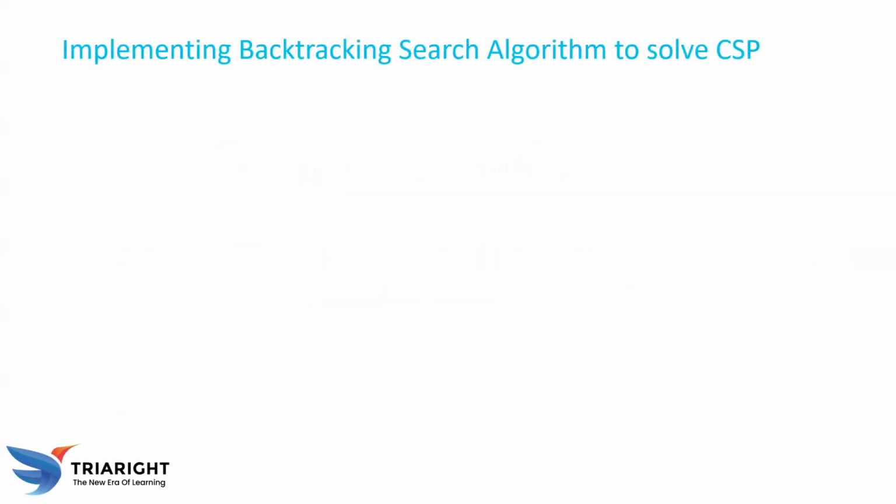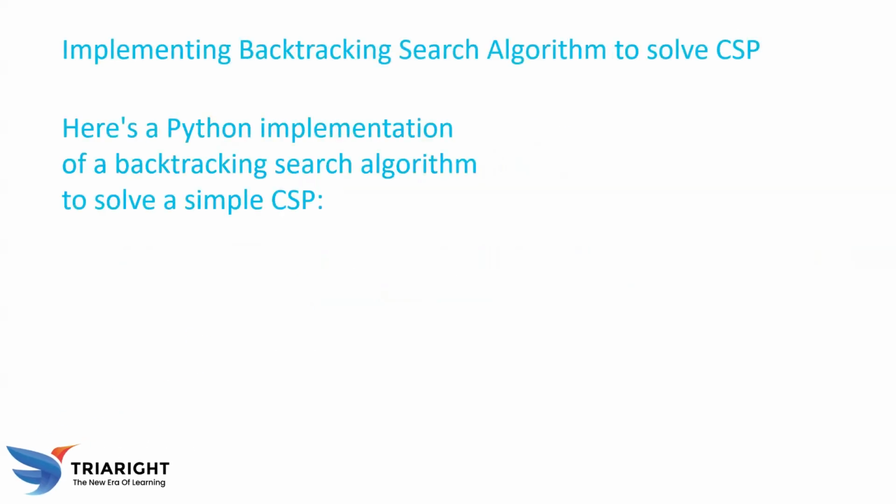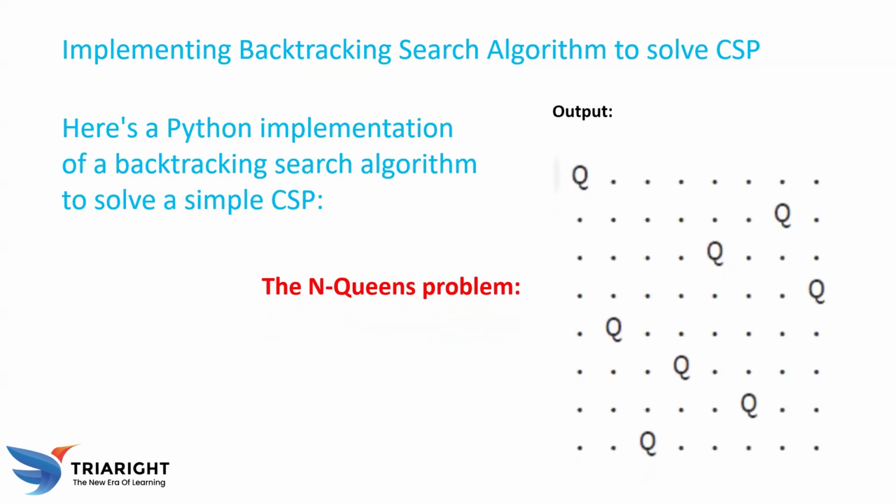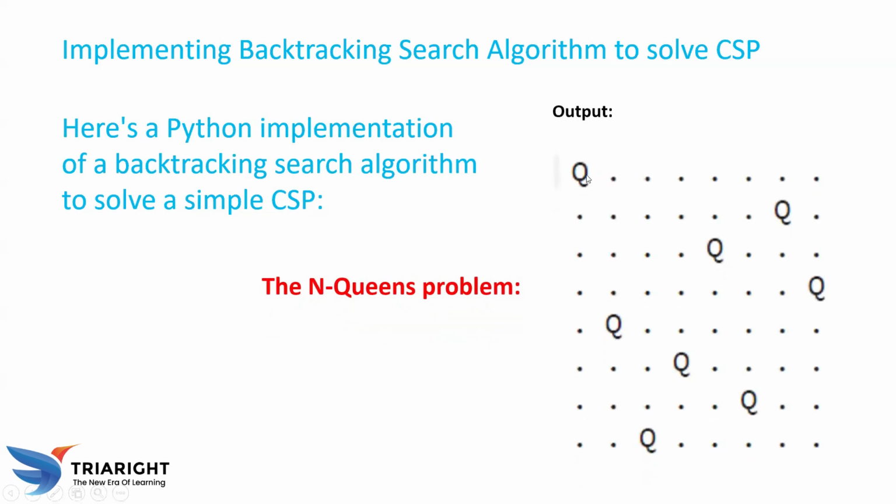So implementing a backtracking search algorithm to solve the CSP. Here is the Python implementation of a backtracking search algorithm to solve a simple CSP. First we discuss it in the theoretical way, then after that we move into the coding. So for N-Queens, here we have the output like this. We can see that no row or column has more than one queen. We mention each row and each column, but the queens are in different places, so no two are in a particular way.